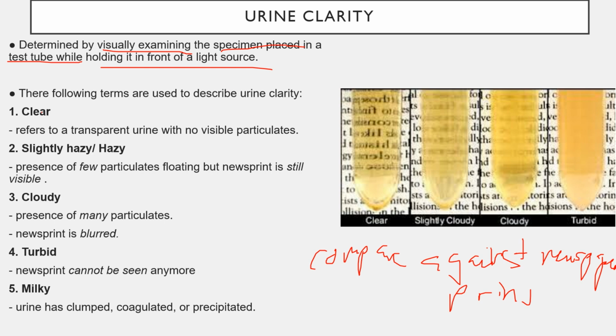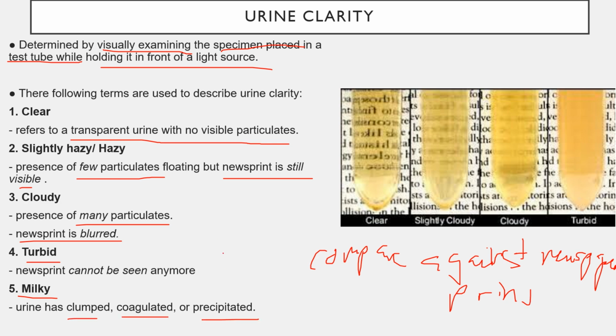So, clear, class, refers to a transparent urine with no visible particulates. Slightly hazy or hazy: presence of few particulates floating, but newsprint is still visible. Then, cloudy: presence of many particulates, newsprint is blurred. Then, turbid: newsprint cannot be seen anymore. Milky urine has a clumped or coagulated or precipitated appearance. So take note of the five urine clarity grades: clear, slightly hazy or hazy, cloudy, turbid, and milky.